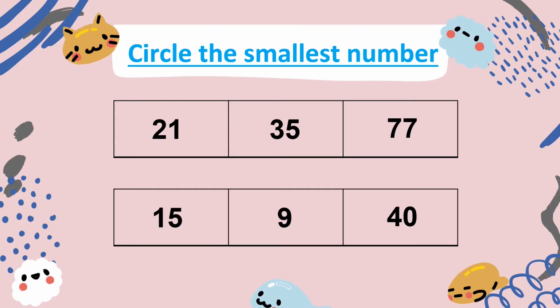Let's answer. Circle the smallest number. In the first one we have 21, 35, 77. Which one is the smallest number? Yes, that's right, 21. Here we have 15, 9, 40. Which is the smallest? 9.